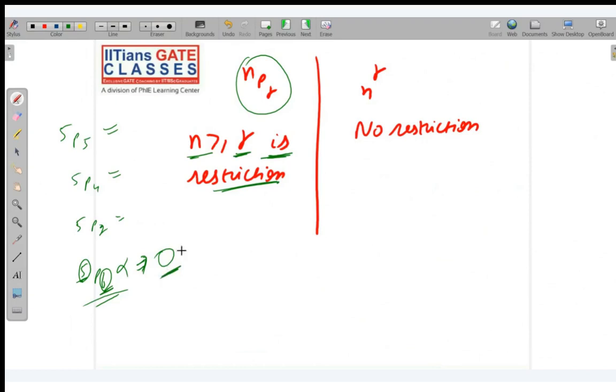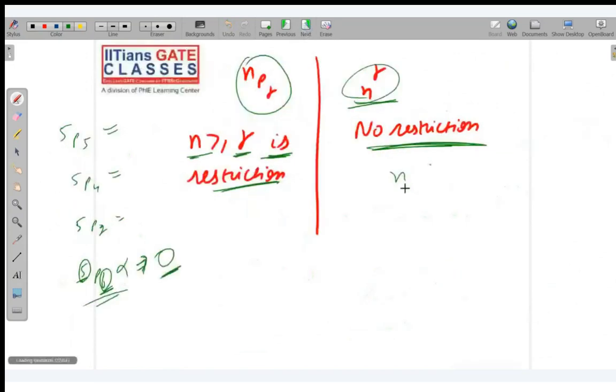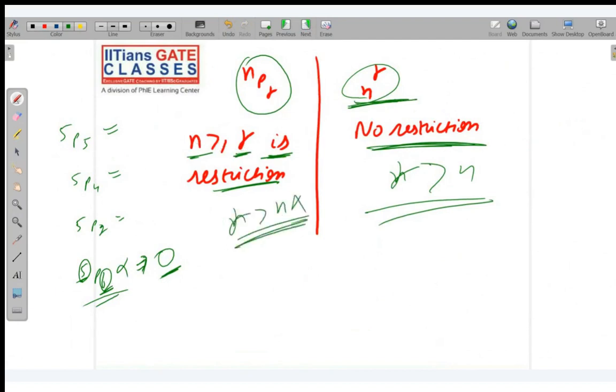That's why. Okay, and n power r has no restriction, like n can be greater than r, n can be less than r, and so on. So the proof of this is here. See, this answer was 5 power 26. So 5 is n, r is 26. So r can be greater than n also in n power r, but in nPr, r can never be greater than n. r greater than n is not possible, but here it is possible. So there is no restriction at all. n can be greater than, n can be less than, n can be equal. Anything can be done here. Okay. Yes. Please take a snapshot.